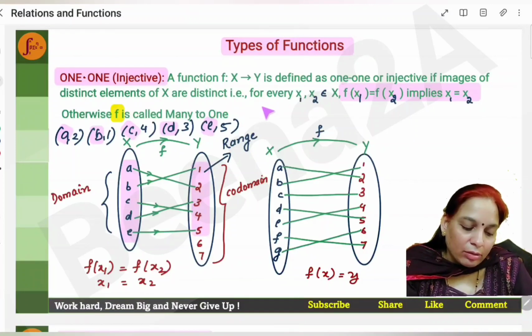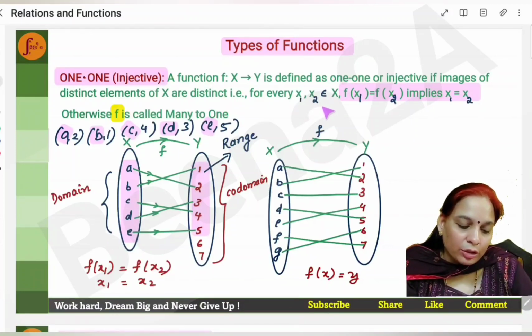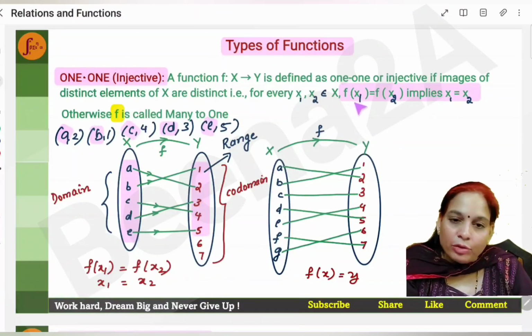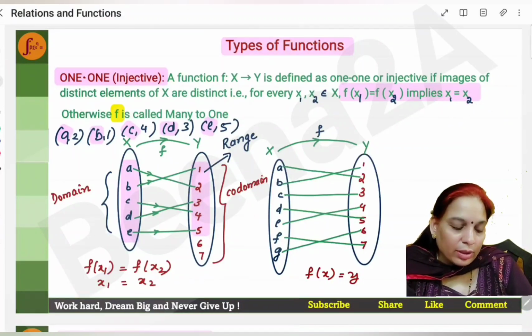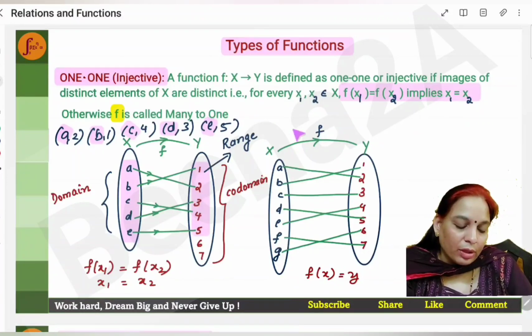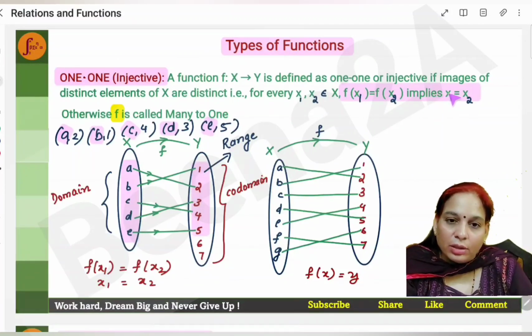So that is, for every x1, x2 belonging to X, to prove that the function is one-one, you will have to prove that if f(x1) is equal to f(x2), then x1 is equal to x2. This will directly prove that the function is one-one. Now in problems, mostly you'll have to check if the function is one-one or prove that the function is one-one. In such cases, you have to show that x1 is equal to x2.